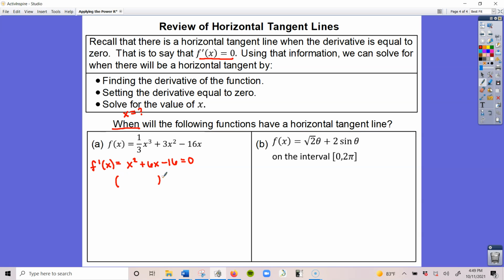So we're looking for the two numbers that would multiply to give me negative 16 and add to give me 6. Those two numbers would be positive 8 and negative 2. And then I solve for x. This means that I have 2 points where I have a horizontal tangent line, which would be at x is equal to negative 8 and at x is equal to 2.